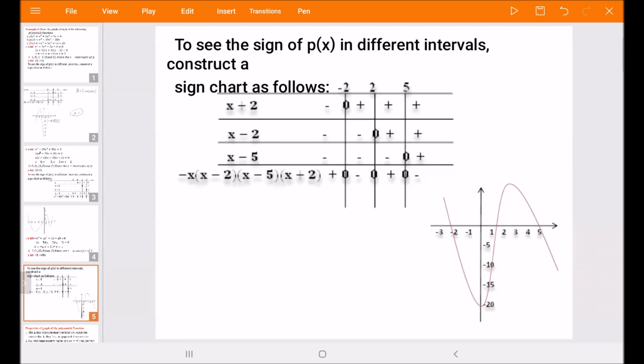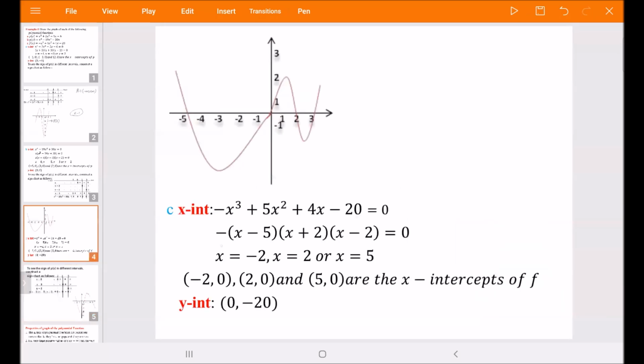So after marking this, x plus 2 for values less than minus 2 is negative, and for values greater than minus 2 positive. X minus 2 for values less than 2 is negative, for values greater than 2 is positive. X minus 5 for values less than 5 is negative, and for values greater than 5 is positive. Then the sign of this polynomial. Actually, in this case, you have to be careful because this polynomial is given as negative times x minus 5 times x plus 2 times x minus 2. So after taking the product of the signs of x minus 5, x plus 2, and x minus 2, we have to multiply this by negative.